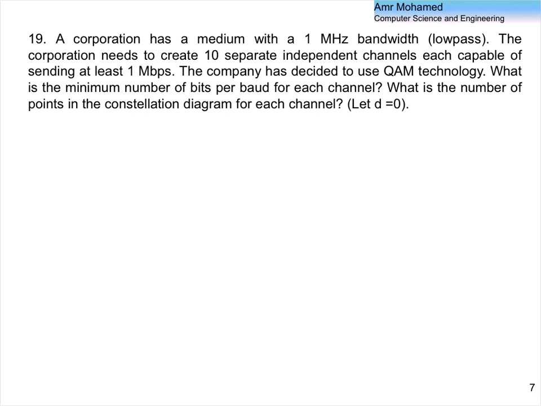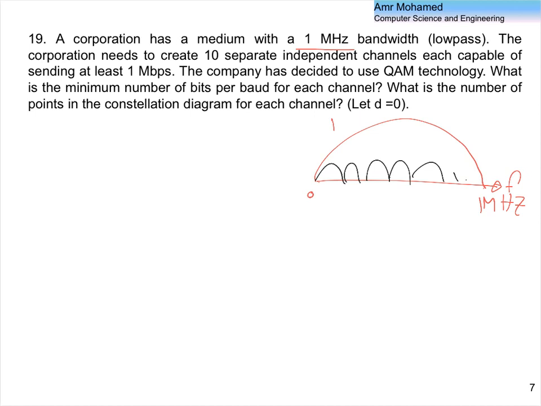Another exercise here is a narrative exercise where we have a corporation that has a medium with a bandwidth of 1 megahertz. And the corporation needs to create 10 separate channels. So we need to divide that into 10 separate channels, each capable of sending at least 1 megabits per second. So this is the rate per channel. The rate per channel, okay? Because the bandwidth is different.